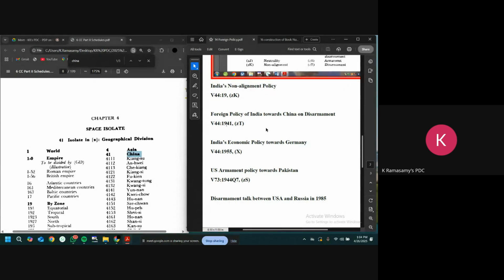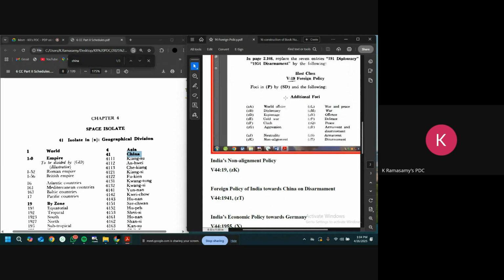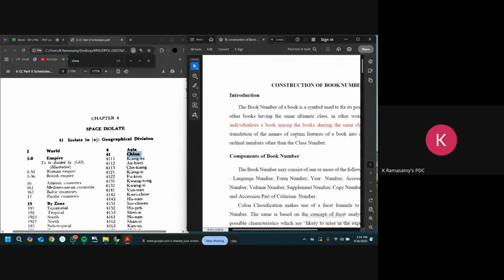Whenever you are having a book on the foreign policy of one country towards another country on a particular subject, you have to write V, first country, colon 19. For this V colon 19, we have P1 and P2. P1 stands for the second country and P2 stands for policy. P2 is to be taken from space isolates, and the policy of the foreign subject should be taken from this annexure.